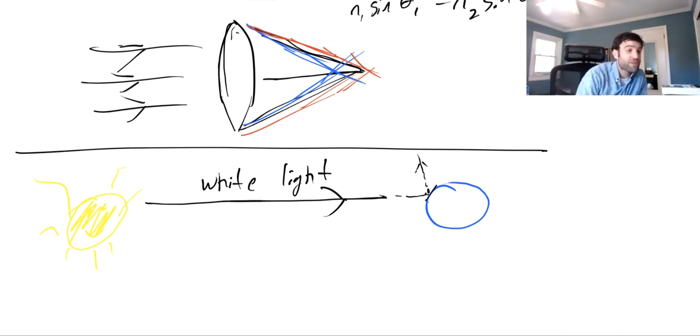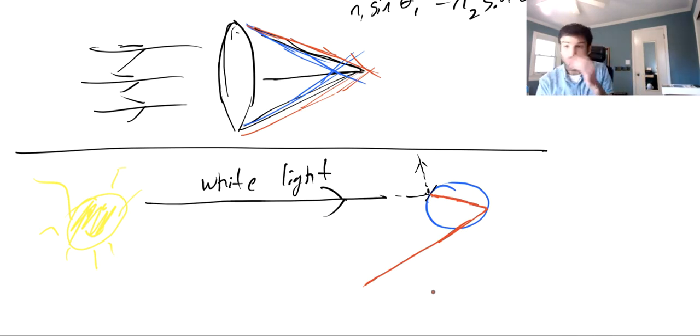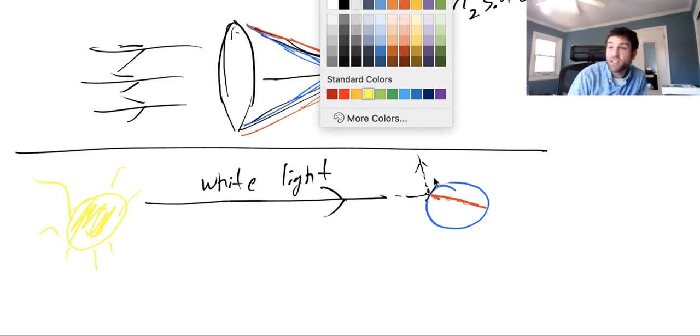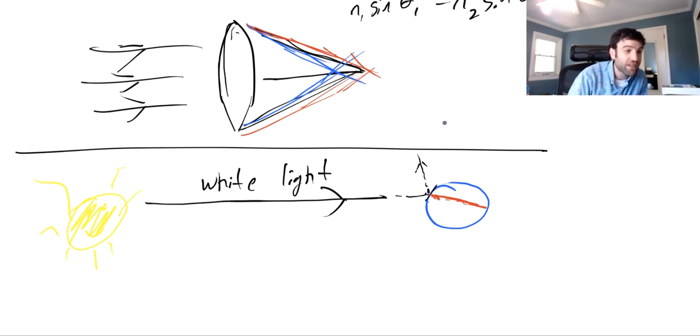Other amounts of light will pass into the droplet, but it will be refracted, because the speed of light in water is less than the speed of light in air. Okay, so now we've got some red light moving like this, and maybe some purple light that gets bent a little bit more.